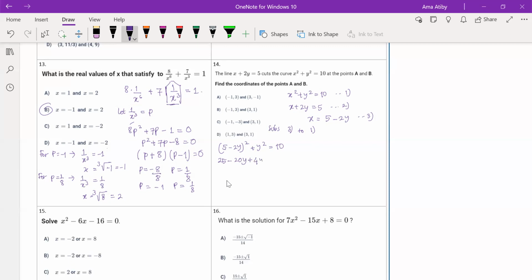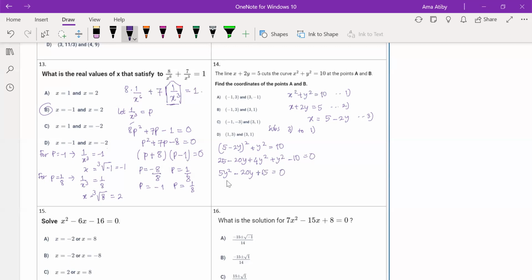So it is 4y squared plus y squared minus 10 equals 0, because we are going to solve the quadratic. So we have to make this equal 0, right? Then 5y squared, we are collecting the like terms. 4y squared plus y squared will be 5y squared. And then here we got minus 20y. And then 25 minus 10 is plus 15 equals 0.